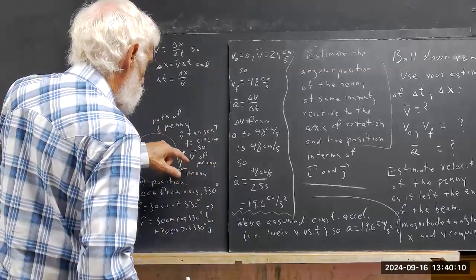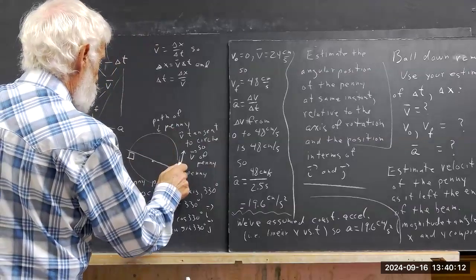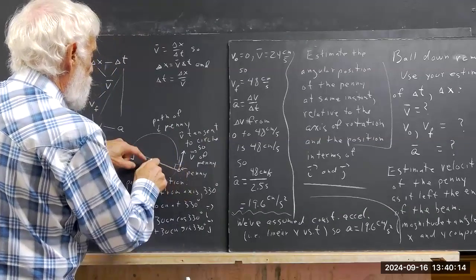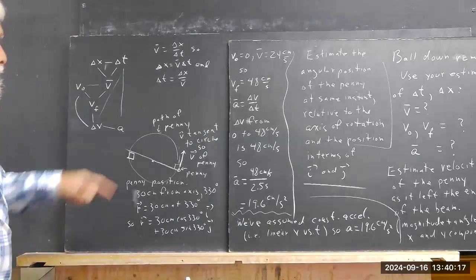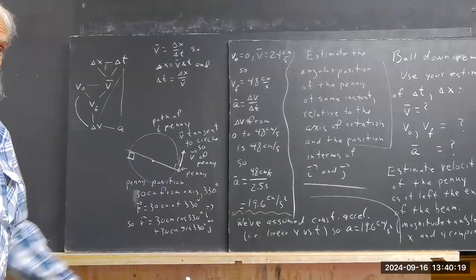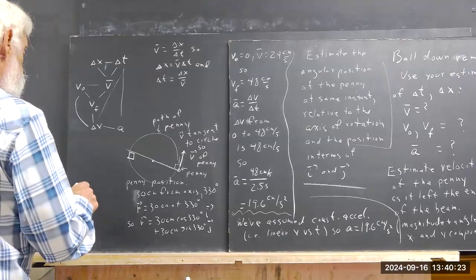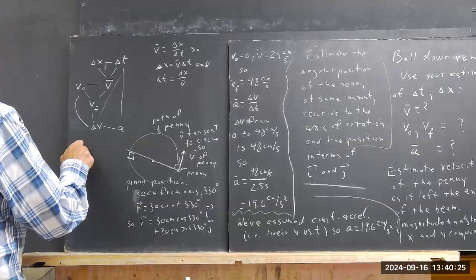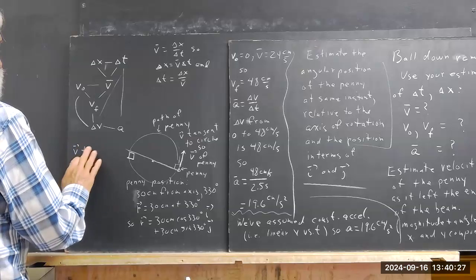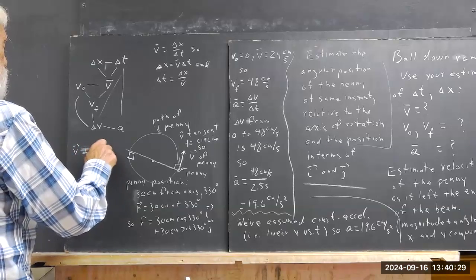These tangent to the circle. So here's the velocity of the penny. And of course, this is the radial line. The tangent is perpendicular to the radial line. Okay. So velocity is perpendicular to R.